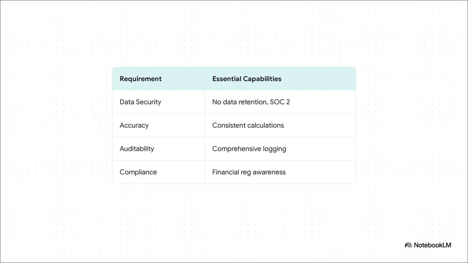Under data security, you have to ask, hey, is our private data being used to train your model? Under auditability, can you actually explain how the AI got to this answer? The big takeaway is that the bar for an AI tool in finance has to be exponentially higher than for a tool used almost anywhere else in the company.